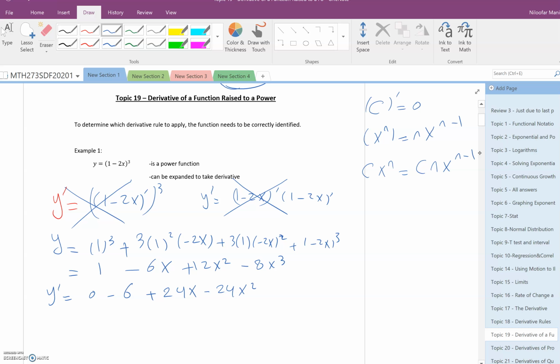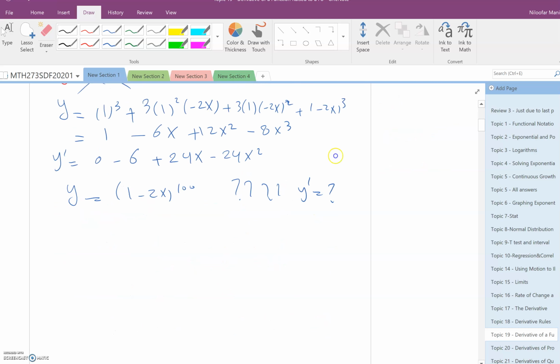But then I say, how about if I have y equals (1 minus 2x) to the power 100? If I have power 2, yes, easy. If I have power 3, yes, easy. If I have power 4, with Pascal's triangle, I can do it. But not if I have power 100. So what should I do in that case? What is y prime in that case?